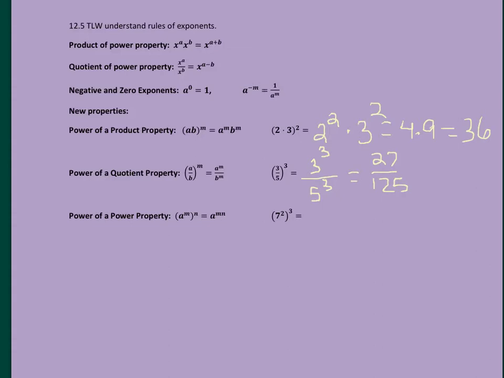Now, power of a power property, meaning you have a power to a power. What do we do here? Well, this says a to the m to the n equals a to the mn. So that means 7 to the 2 times 3, which is 7 to the 6th. And you just have to use a calculator. But these properties you are going to need to be able to apply today. So make sure you have copied these down like you're supposed to, guys. You've been doing awesome. Let's keep going.